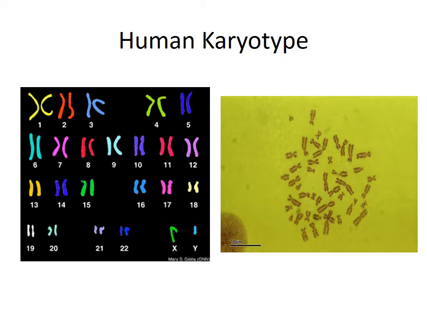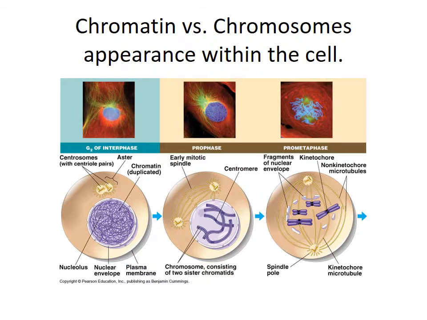The only cells that would not have 46 chromosomes would be your sperm cells if you're a male and your egg cells if you are a female. In those cells, you would only have half the number of chromosomes, 23 in humans' case, and that would be a haploid cell. Haploid means half the sets of chromosomes. In all of our other cells, we have two sets, or we are diploid.